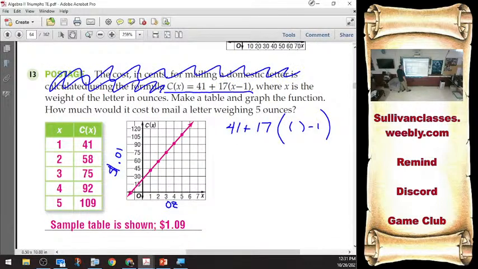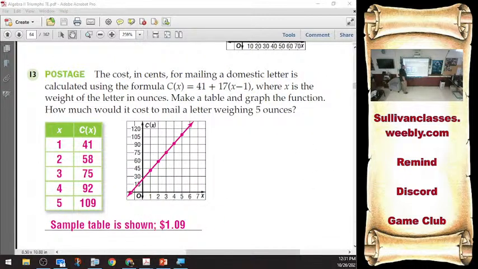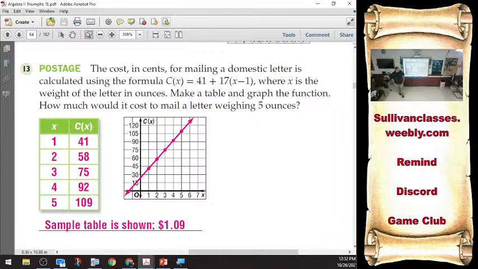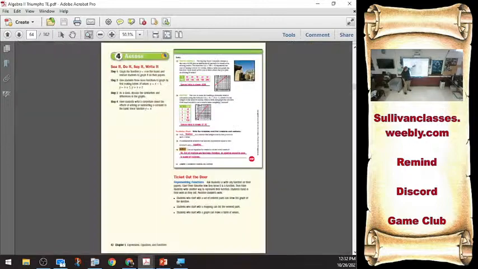Then it's going to ask, how much does it cost to mail something weighing 5 ounces? I'll just put a 5 in there. And I get my answer. Don't be afraid of word problems. We can help you set it up if you're willing to try. That was what we just did.